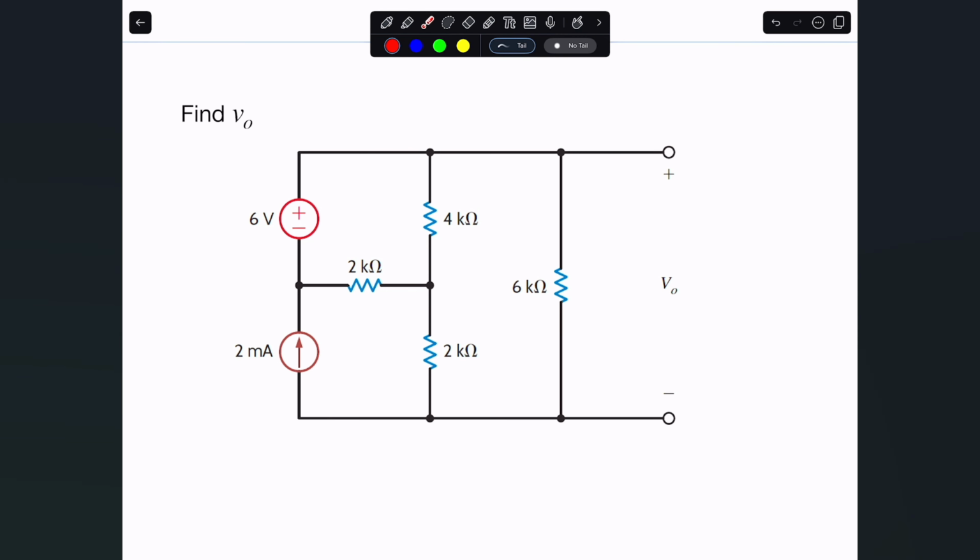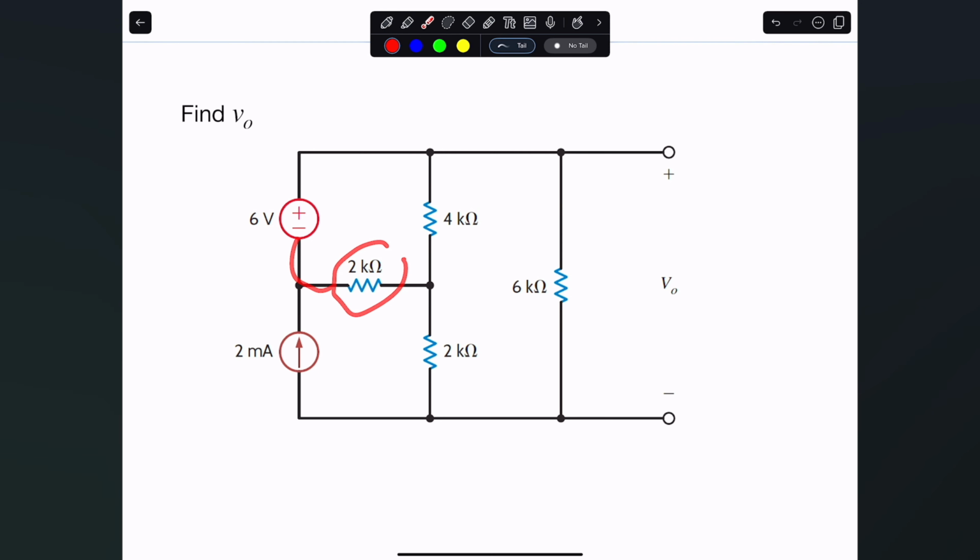And the reason is the following. Source transformation applies to a voltage source connected in series to a resistor. Well, this resistor is not connected in series with that source, because I have that wire coming in here. They don't only share the node; this node is shared by a different element, for example, the 6 kilo ohms. And the same goes with the 2 kilo ohms.